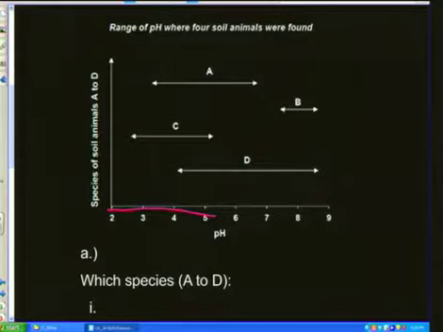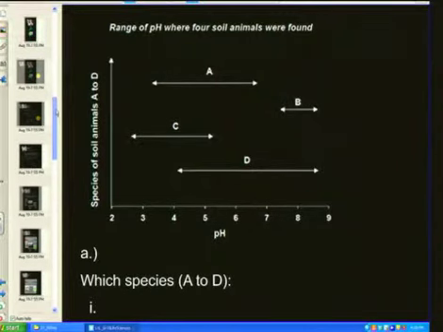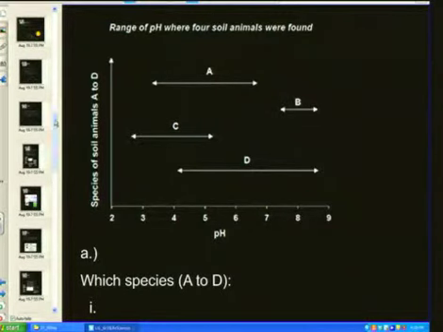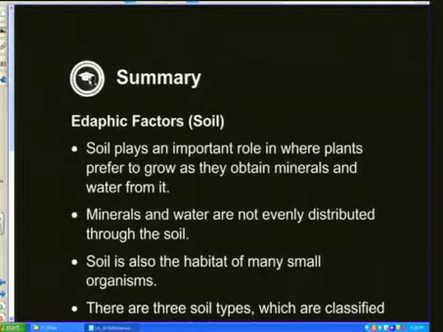Okay, so now, before we can talk about that, we need to figure out what's going on with soil. So let's go and talk about soil.